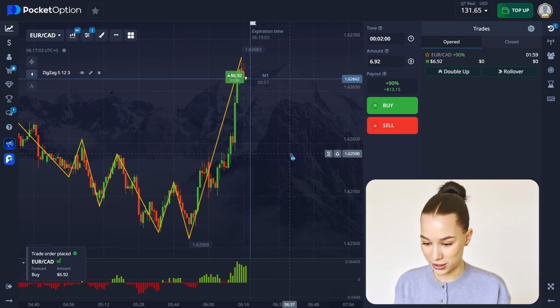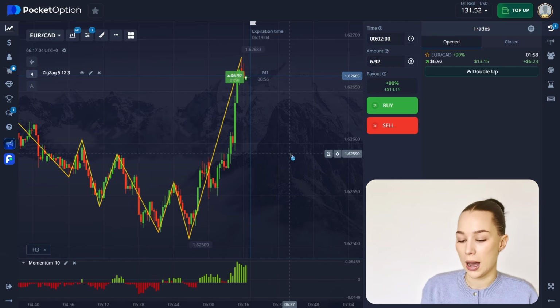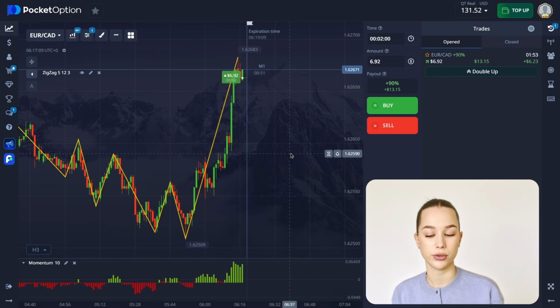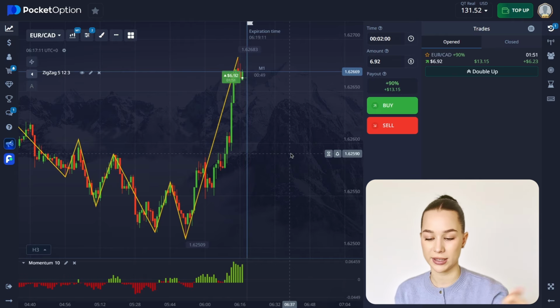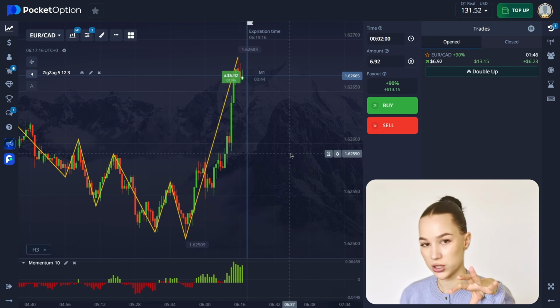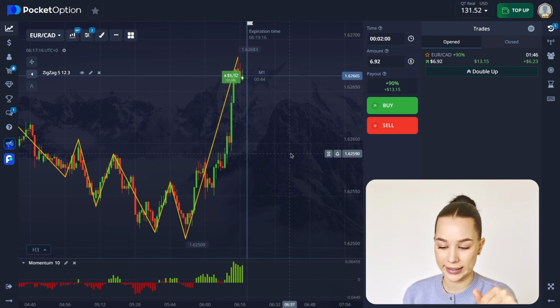Okay, here we're gonna open a buy trade definitely for 2 minutes. On the momentum, we can see the last pin bars are green color. They are above the zero level, so it's definitely a buy signal. And on the zigzag, we can see the same, even though the last 2 candles are red with some upper shadows. But for now, we're just following a trend. We're not going against the trend.